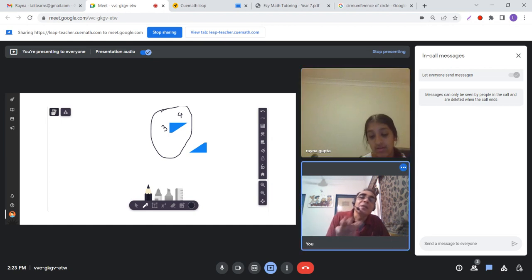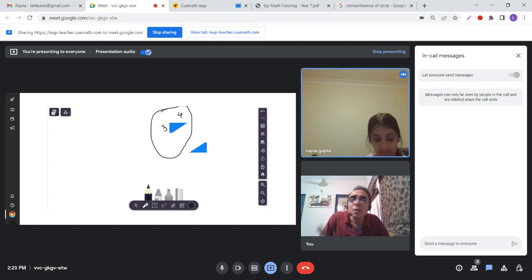So how do we find the measure of the third side? Because we need the perimeter. To calculate the perimeter, we need the measure of all three sides. Now, if the measure of two sides is given and the third side is not given for a right angle triangle, we use Pythagoras theorem to find the measure of the third side. You came across Pythagoras theorem? No. It's there in 7th grade, Pythagoras theorem.